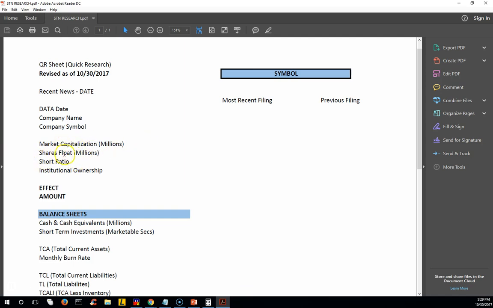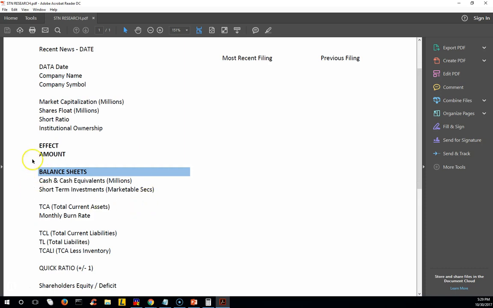Market cap, float, short ratio, institutional ownership. Do they have an effect? Yes, no. If they do, what's the amount? I might add the underwriter here. I think that's pretty important.